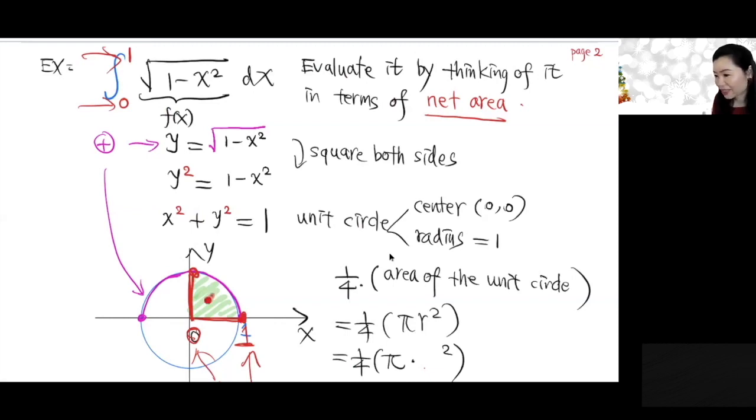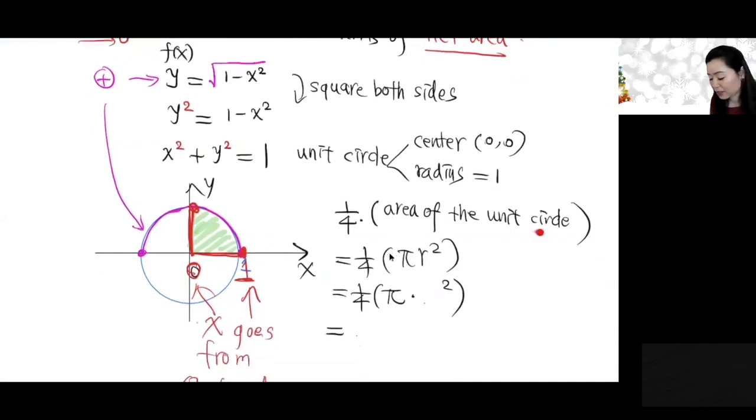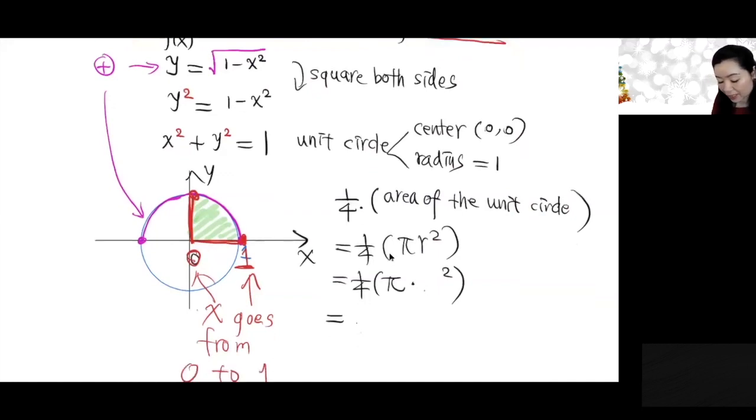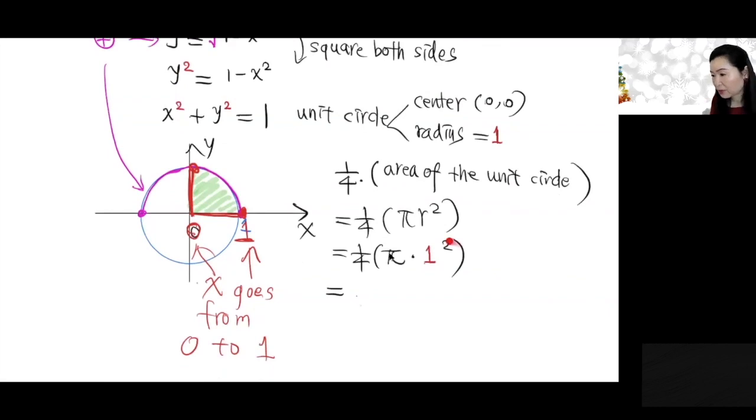So what's the area of this? Well, what's the area for the whole circle? Area of the whole unit circle is pi r squared. The r here is 1, right? So the radius is 1. So the area for this unit circle is pi. It's going to be pi.